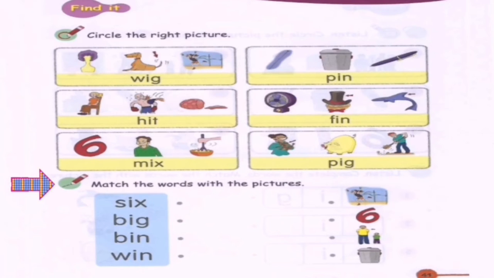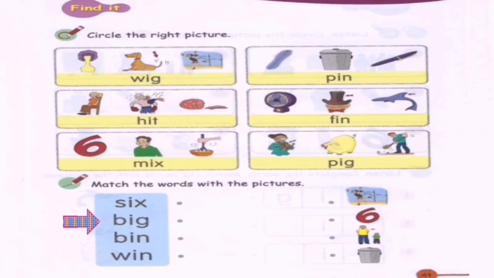And for this activity, you are going to match the words with the pictures. So the words are on the left side and the pictures are on the right side. The first word is six. So just draw a line from the word six to the picture of six, just like this.